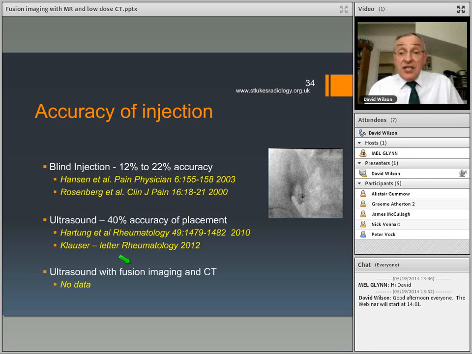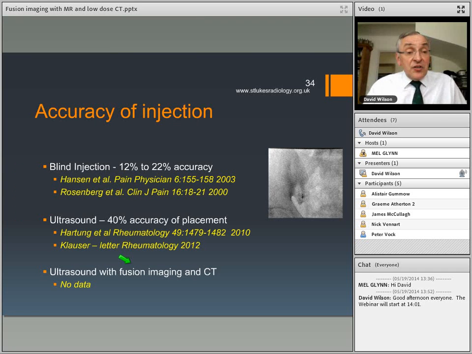We think CT, for which there are no papers at the moment, is probably in the 80-90% range. And my own view of fusion is that it's got to be higher than that. I find it really easy to get into sacroiliac joints, and I now find it very easy to accurately place needles right next to lumbar nerve roots.